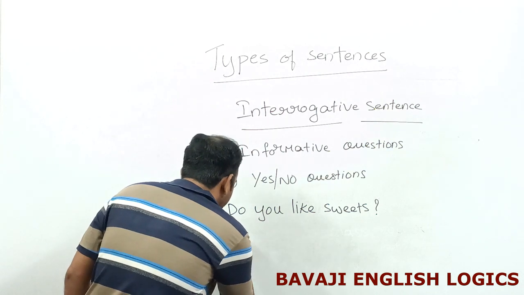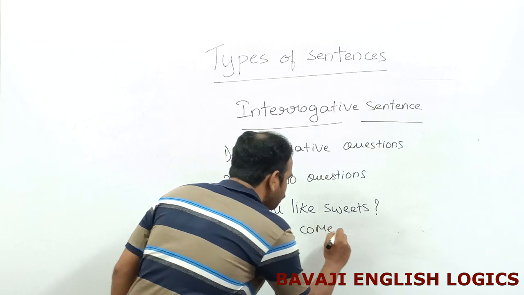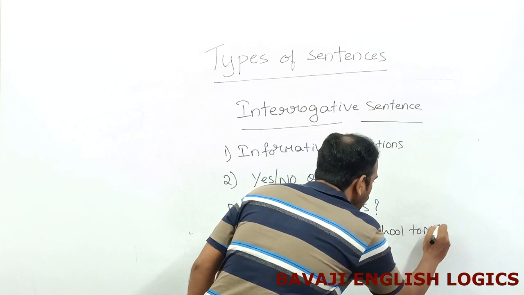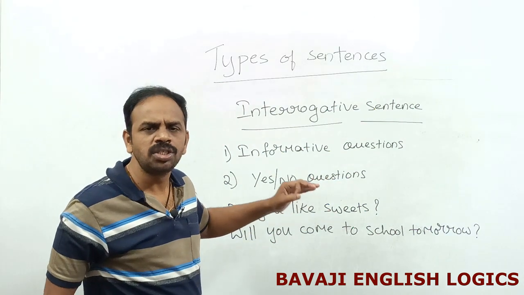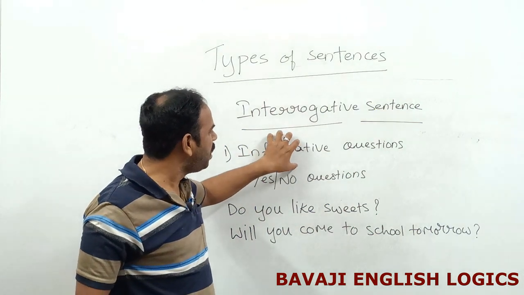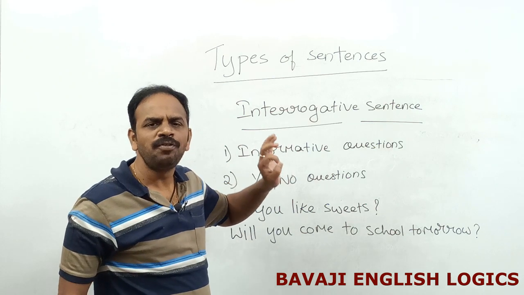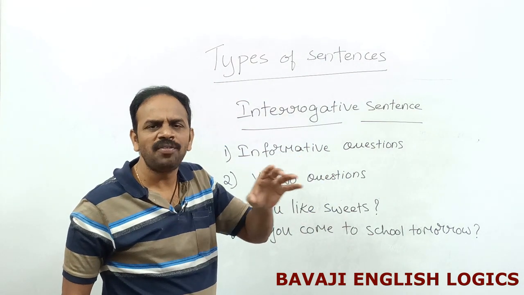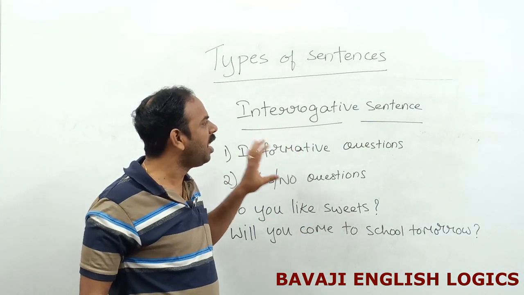In the same way, will you come to school tomorrow? This is also a yes or no question. So questions can be of two types: informative questions give us full information, and yes or no questions give a brief answer either yes or no. So this is about interrogative sentence.